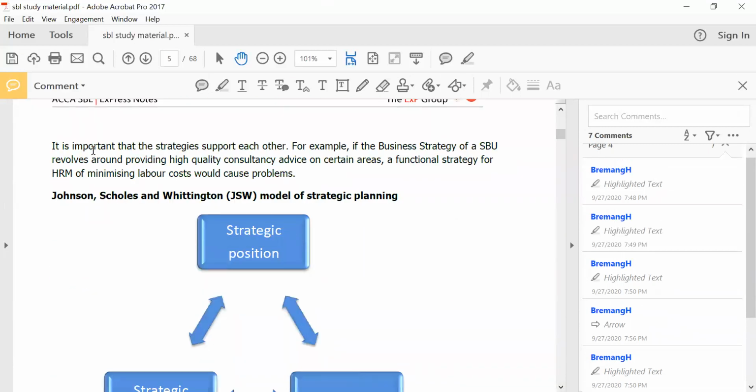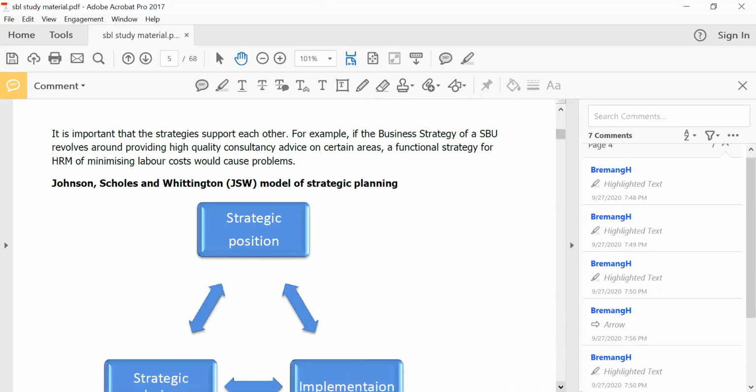Let's move on. It is important that the strategies support each other, as you have explained. Then there's that sort of interrelationship. For example, if the business strategy of an SBU revolves around providing high quality consultancy advice on certain areas, a functional strategy for HRM, that's the human resource manager, of minimizing labor costs would cause problems.